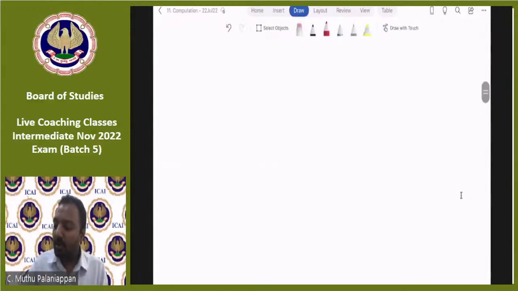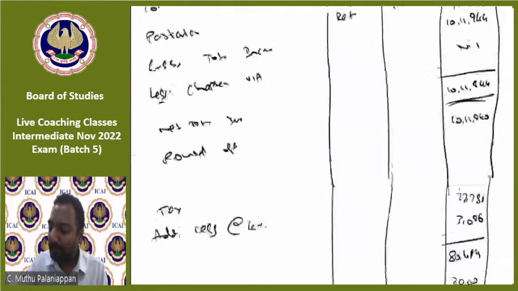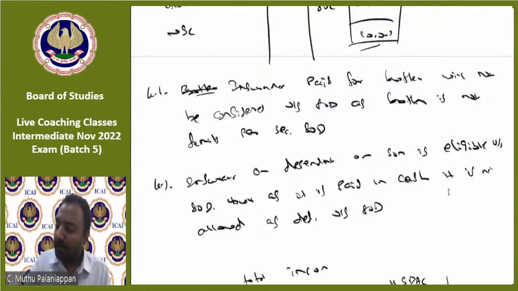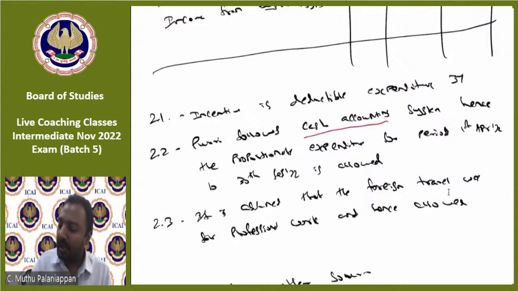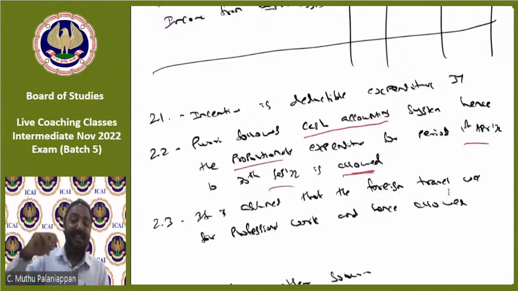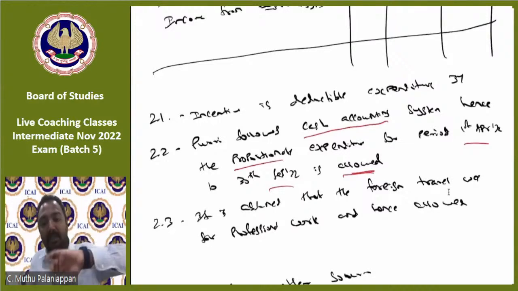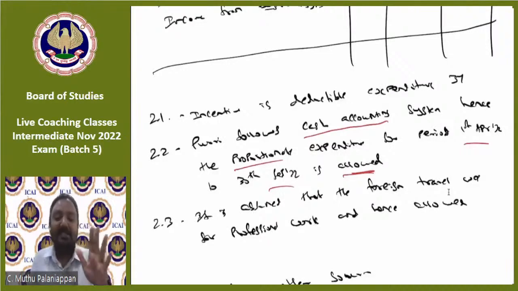So what we have written in the note is, Purvi follows cash accounting. Hence, proportionate expenditure of 1st April to 30th September is allowed. So we are saying the repair and maintenance, though it is for a period beyond 1st April 2022, is still allowed. So Himanshu, we have not disallowed repair and maintenance. We have only given a note. What we have disallowed is purchase of motor car. Purchase of motor car is disallowed because it is a capital expenditure. That's why we have disallowed.